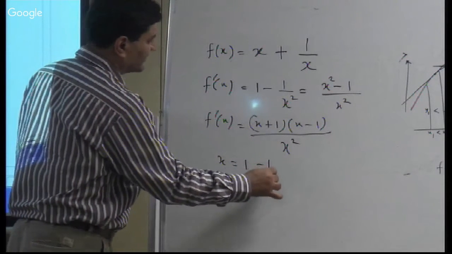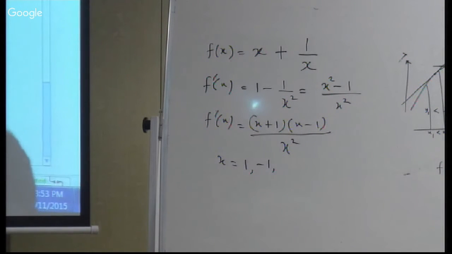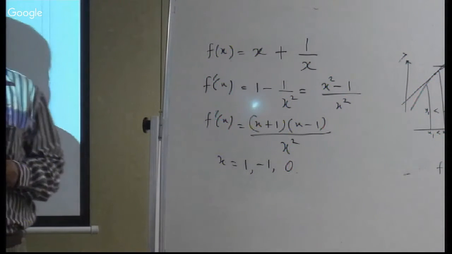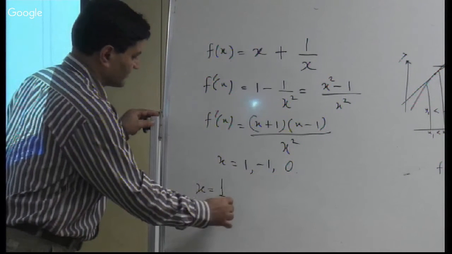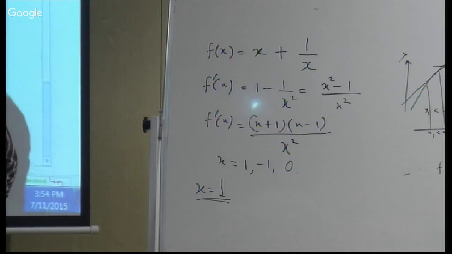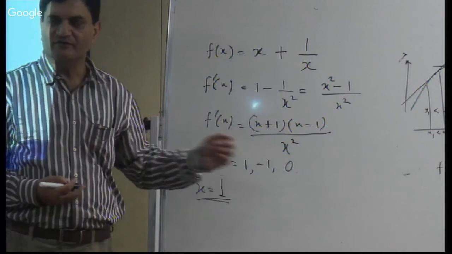x equal to 1 and minus 1. What is the third point? Critical point, if you are considering, right? For points of local maxima and minima, you have to first find the critical points. Critical points are the points where the derivative is either becoming 0 or the derivative does not exist. So we will consider the third point 0 as well. Now let us check at x equal to 1 first. What is the change of sign? The denominator, being x squared, will always be positive.